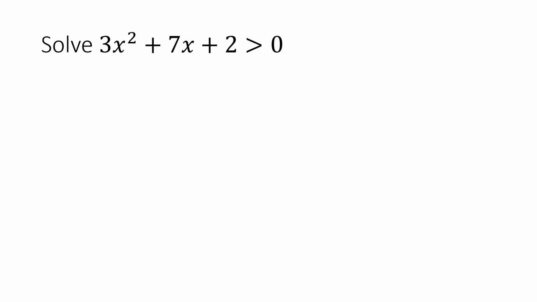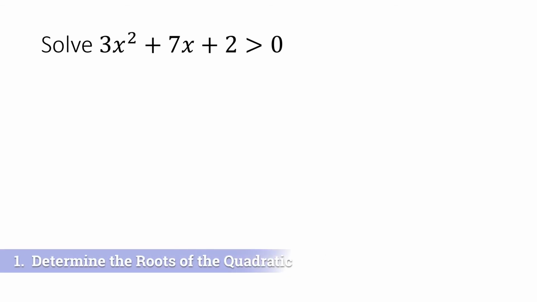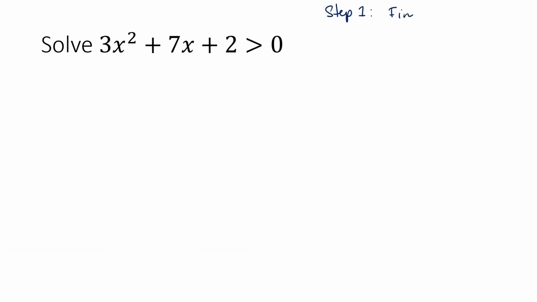So this time we have a new quadratic. Solve 3x squared plus 7x plus 2 is greater than 0. So again, when they ask us to solve, we need to find the values of x that satisfy the inequality. So our first step, step 1 again, is to find the roots. Again, the roots are when our quadratic is equal to 0. So 3x squared plus 7x plus 2 equals 0.